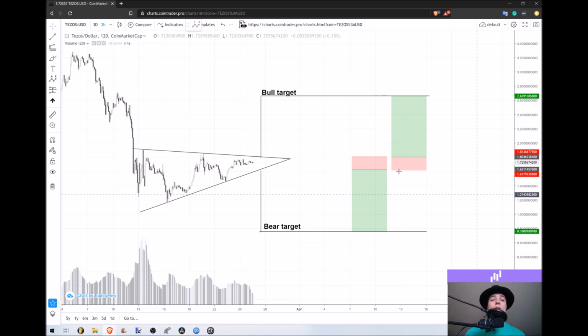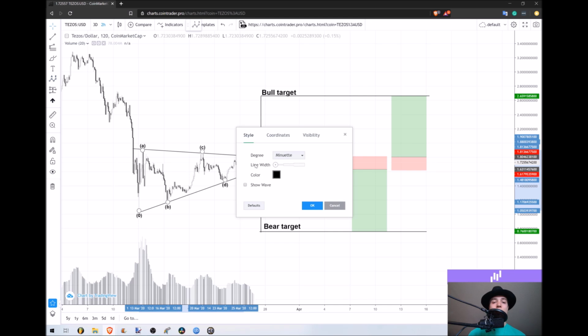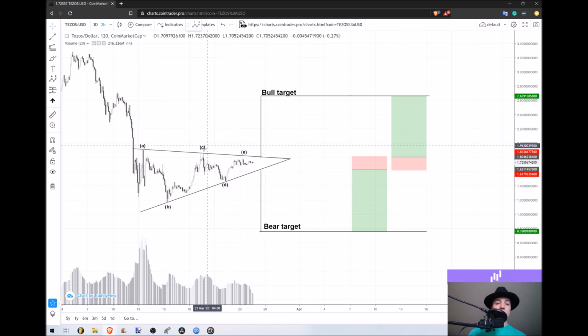So the way that I personally do this is I mark all the resistance points of the triangle and all the support points. And a triangle like this is going to be an A, B, C, D, E pattern. So this is going to be an A wave from where the triangle starts. This is a B wave. This is a C wave. This is a D wave. And this would be the final E wave in that triangle pattern. And so that's how you would count the Elliott waves.